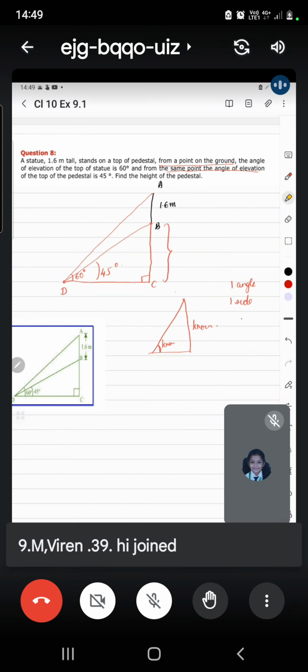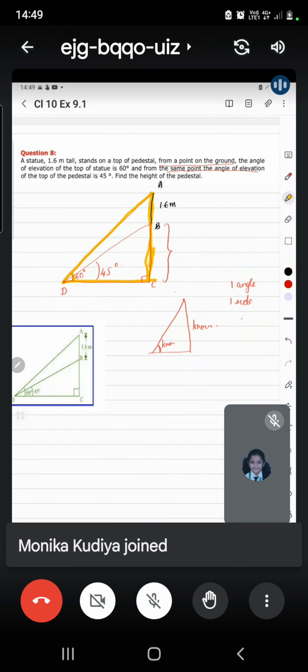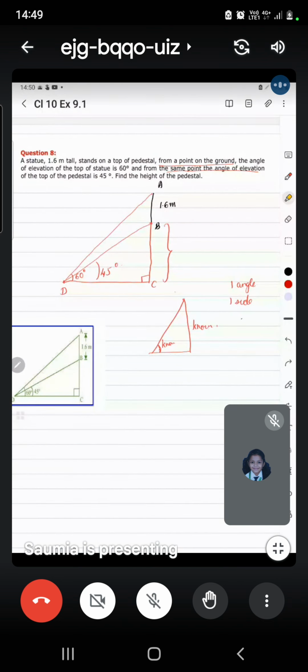But in the case of this right angle triangle, look at this. I know only the angle. I don't know any side of this inner right angle triangle. Same is the case with the outer right angle triangle. I know one angle, but do I know a side? I just know a part of the side as 1.6, but I don't know any complete side. Understood how different this question is from the others? Yes, ma'am.